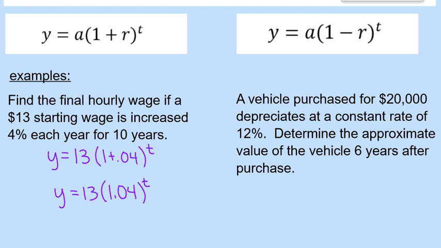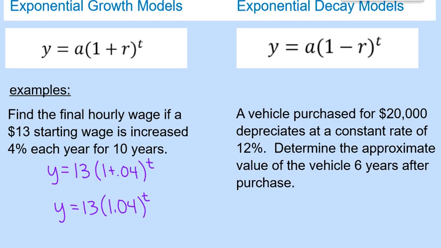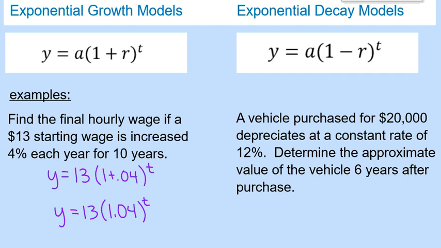Okay, and then we also looked at some models with exponential decay, where instead of a 1 plus r, we have a 1 minus r. And an example of that is this statement here. A vehicle purchased for $20,000 depreciates at a constant rate of 12%. Determine the approximate value of the vehicle 6 years after purchase.